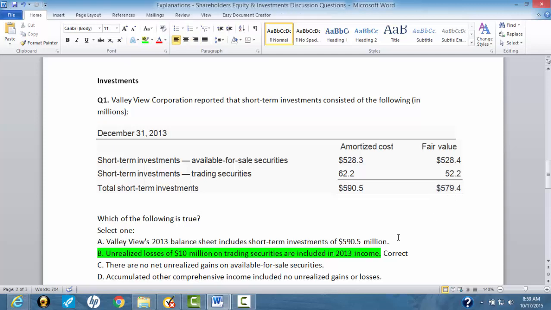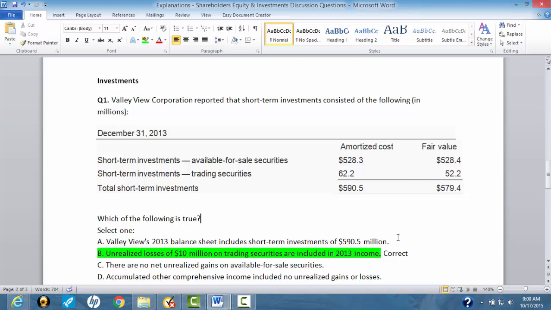Now recall that available for sale securities are reported on the balance sheet at their fair market value. The same applies to trading securities. They are also reported at their fair market value on the balance sheet. This requirement is because both of them are passive investments, and passive investments are investments for which the investor has less than 20% ownership, and the investor is considered not to have significant influence over the investee.